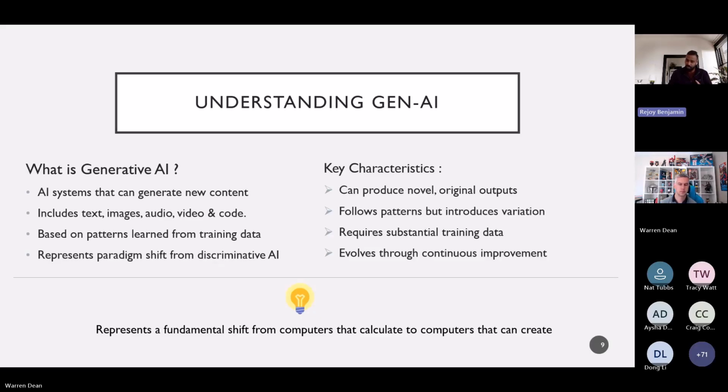It can produce novel outputs or original outputs. The original outputs would be based on the creativity of your prompt. Some of you might have noticed a lot of the memes going out on social media these days, a lot of them created by Gen AI. It also sometimes produces variations of existing patterns or existing content that's available on the internet. It also requires substantial training. There are LLM models, which we'll get into in a bit, substantial training models, and it's continuously improving.